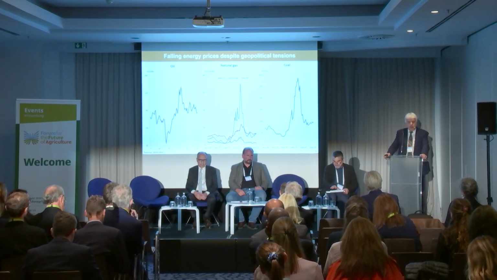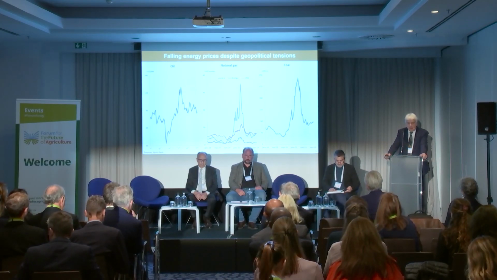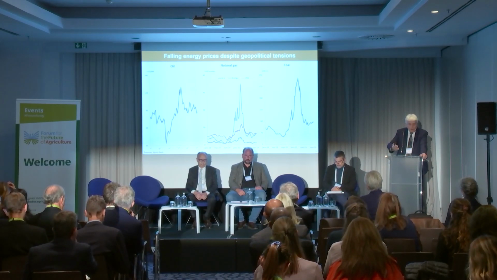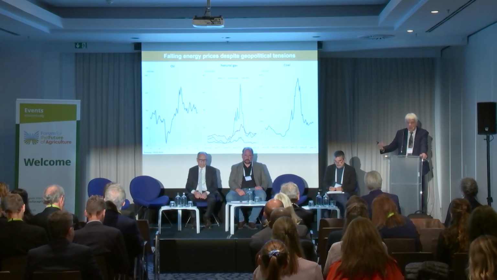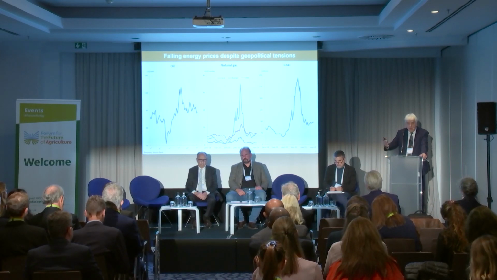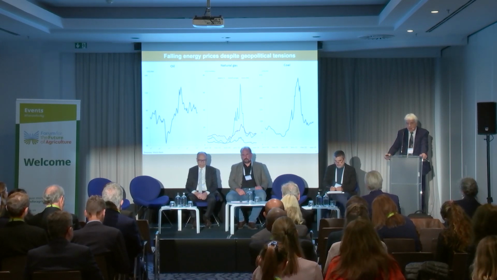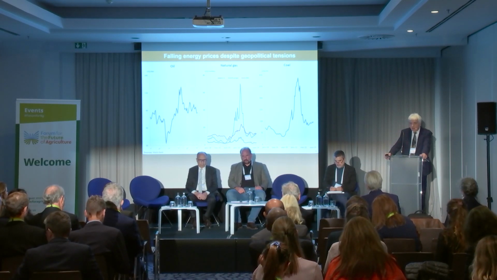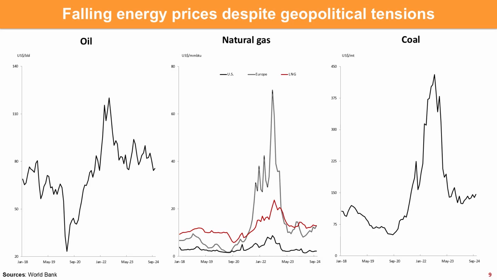Now let me move to energy, which is very important for agriculture for a number of reasons. Agriculture uses fuel as an input, fertilizers through the natural gas channel, and also biofuels, depending on the energy prices. A lot of countries set biofuels mandates. To the left, we see oil prices, which have been quite volatile recently, but for the past year and a half, I would say, they have been fluctuating around $75 to $80 per barrel, a little higher than pre-pandemic.